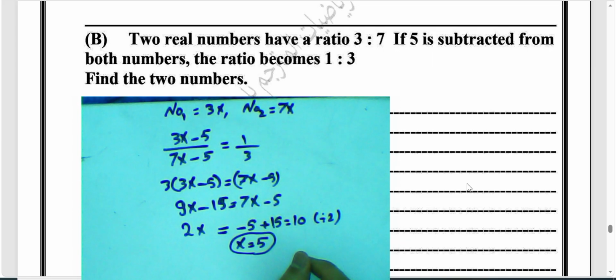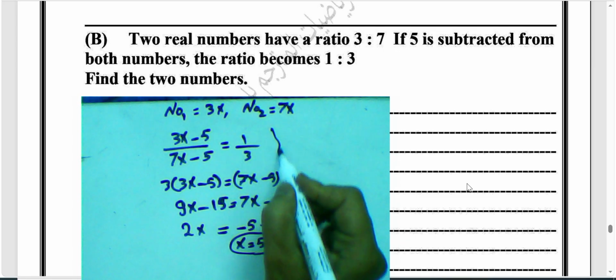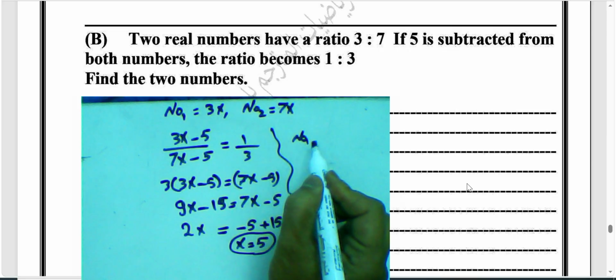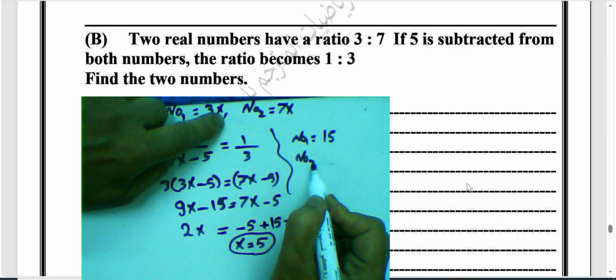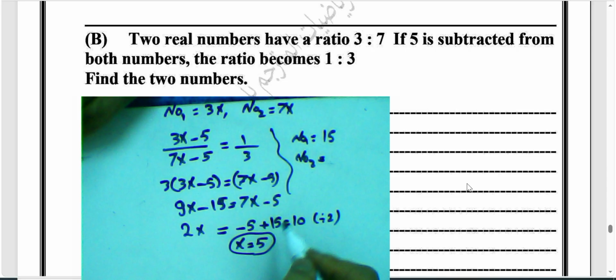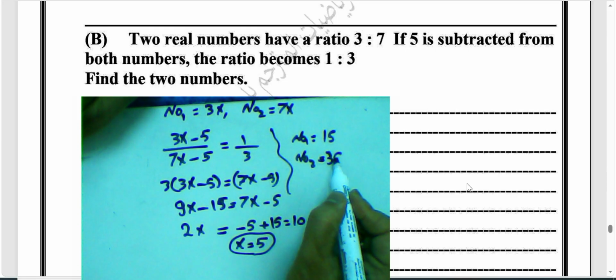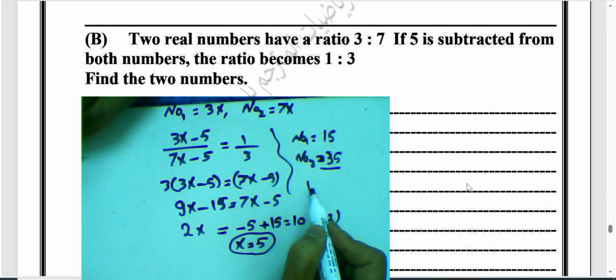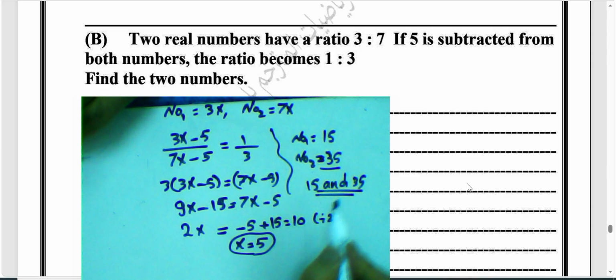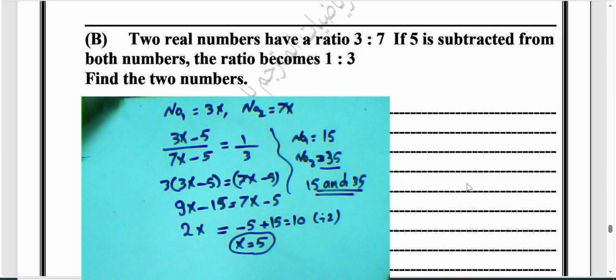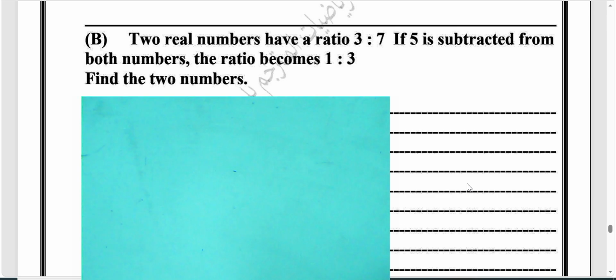Now we can find the numbers. Number 1 will be 3 times 5, which is 15, and number 2 will be 7 times 5, which is 35. Then the two numbers will be 15 and 35. Next example.